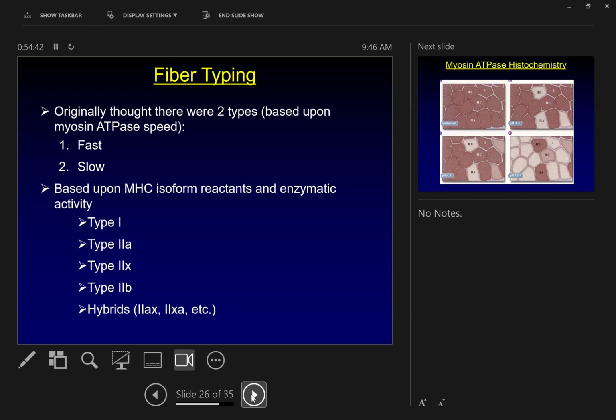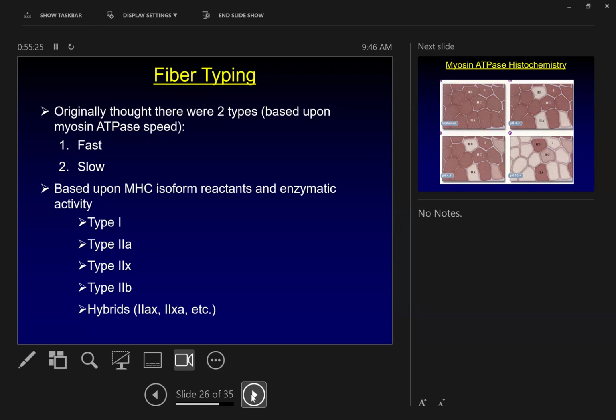Okay. But what we have learned as our molecular biological techniques have gotten better, when we look at the myosin heavy chain isoforms, is that we have slow twitch muscles, or what we call type 1. There's one kind of slow twitch fiber, one. But fibers that have a fast myosin ATPase come in several different flavors. We call fast ATPase fibers type 2. But based upon their myosin heavy chain, we have 2A, 2X, 2B, and then there are what we call hybrid fibers that exist on a continuum in between all of these.